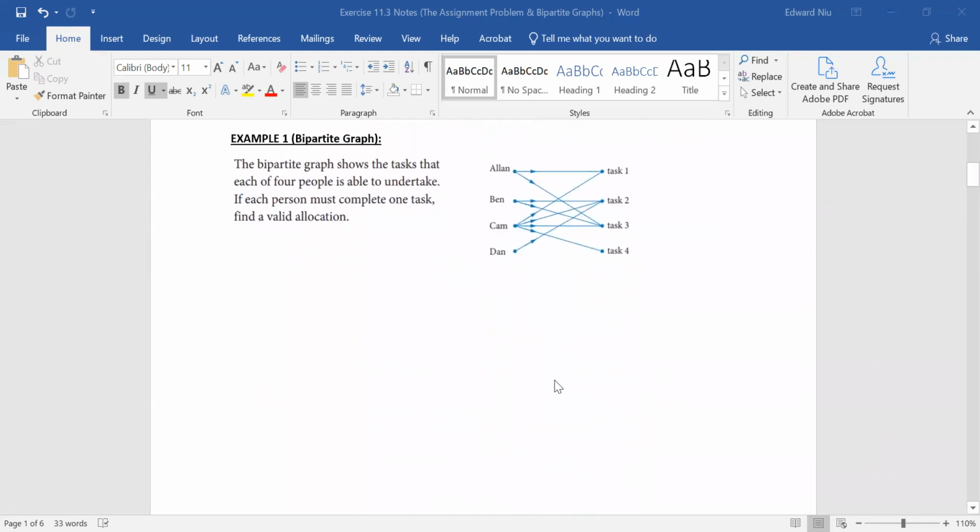Now let's take a look at how we figure out the bipartite graph that shows, I guess, the most efficient way that we can cover off all the tasks. Here we've got ourselves Alan, Ben, Cam, and Dan. They're our 4 workers. The bipartite graph shows a task that each of the 4 workers is able to undertake. If each person must complete one task, find a valid allocation.